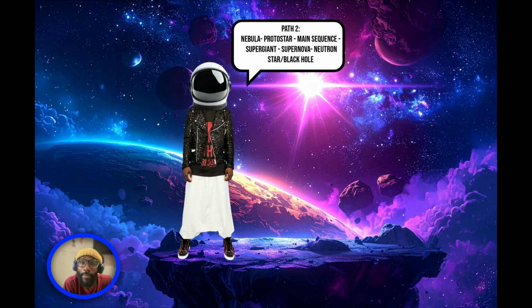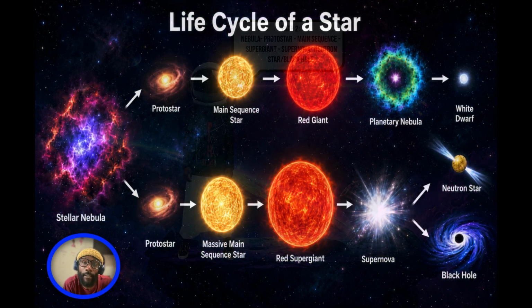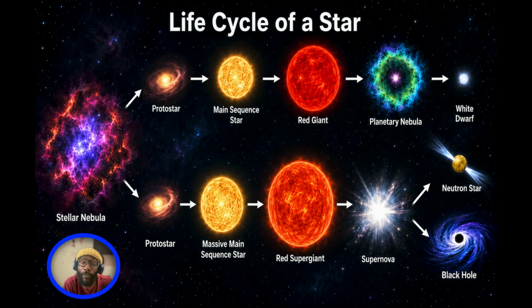Now let's follow the high mass star path. A high mass star also begins in a nebula. It becomes a protostar and then enters the main sequence. But because it has more mass, it has a much more intense life cycle. After the main sequence stage, a high mass star expands into a supergiant. Eventually, the core collapses and the star explodes in a supernova.